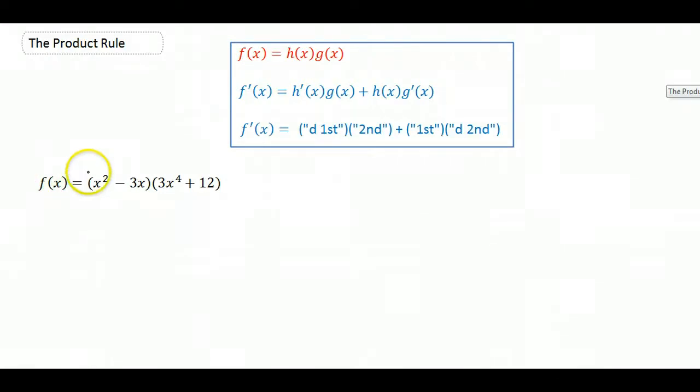Here we have a function f at x equals x squared minus 3x in brackets multiplied by 3x to the fourth plus 12 in brackets. So here we have a function that is the product of two smaller functions, and we could actually expand this. That would be one approach and get several terms and take the derivative, but we can also take the derivative using the product rule. So let's identify the first and the second. So x squared minus 3x is the first function, 3x to the fourth plus 12 is the second function.